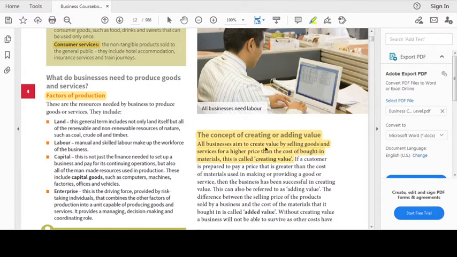The business aims to create value by selling goods and services for a higher price than the cost of bought-in material. This is called creating value. So how will you be creating value? You will buy resources. Let's say you buy eggs. You put in your efforts, make a scrambled egg or omelette. It means it's creating value, it's adding value.